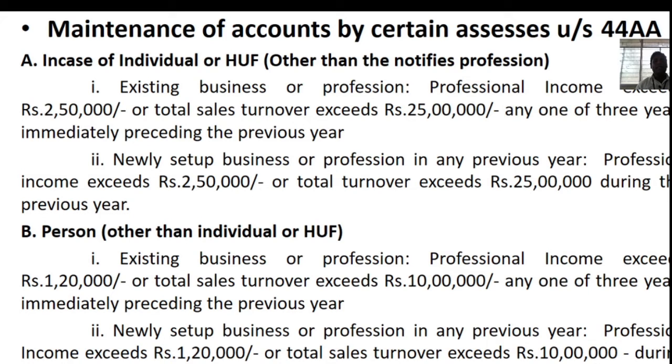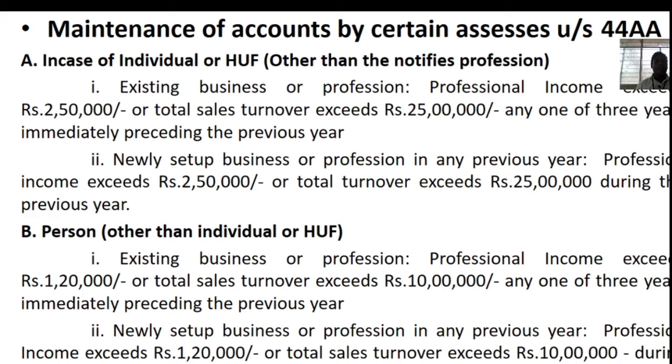Maintenance of accounts by certain assessees under section 44AA. A. In case of an individual or HUF other than the notified profession, for existing business or profession, if professional income exceeds rupees 2,50,000 or total sales turnover exceeds rupees 25 lakhs in any one of the 3 years immediately preceding the previous year. In case of a newly set up business or profession, if professional income exceeds rupees 2,50,000 or total turnover exceeds rupees 25 lakh during the previous year.